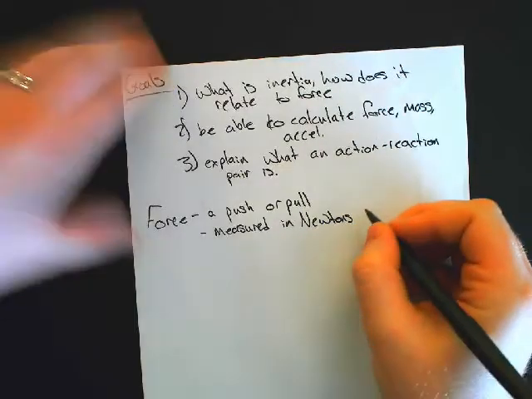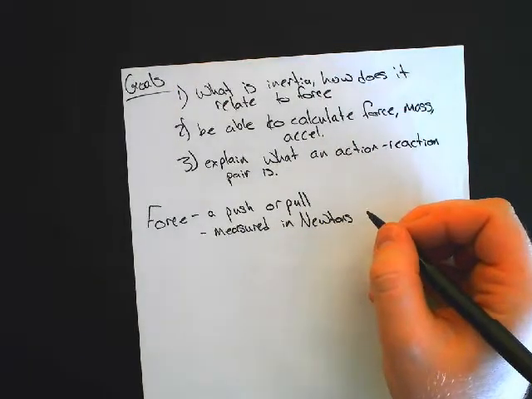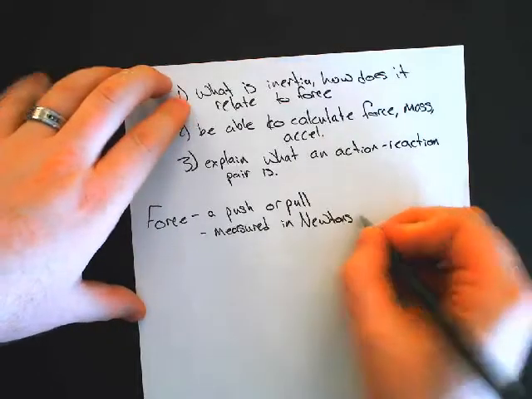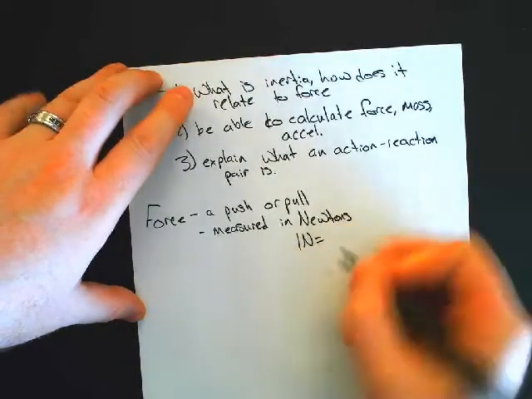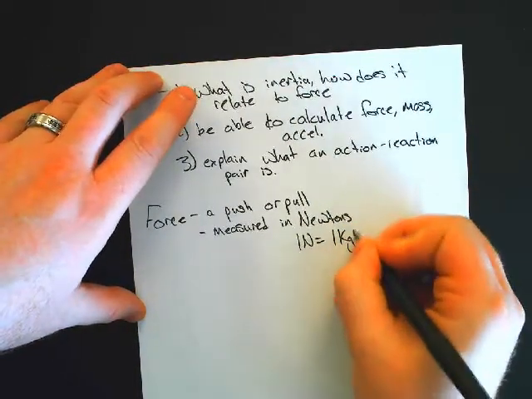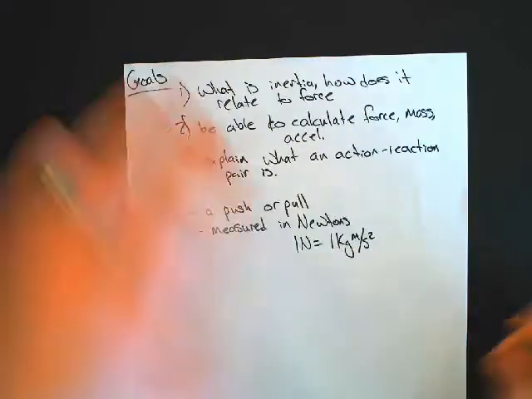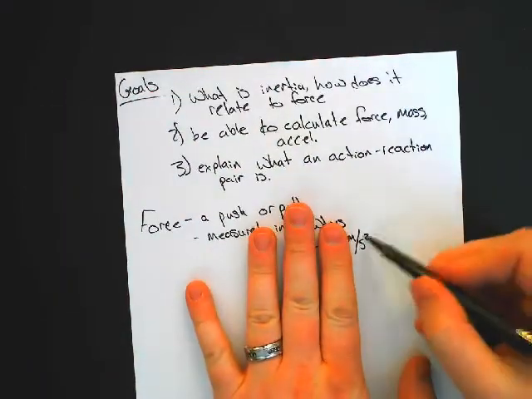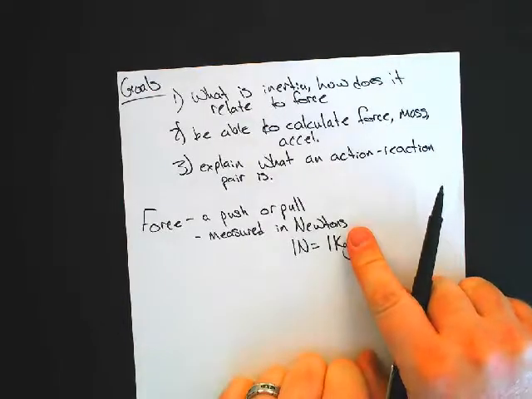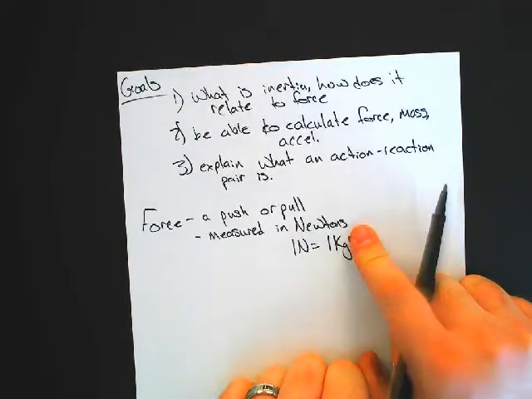And a newton is a derived unit. That means it's made up of other smaller units. But 1 newton is equal to 1 kilogram meter per second squared. So a newton is equal to an acceleration and a mass multiplied together.